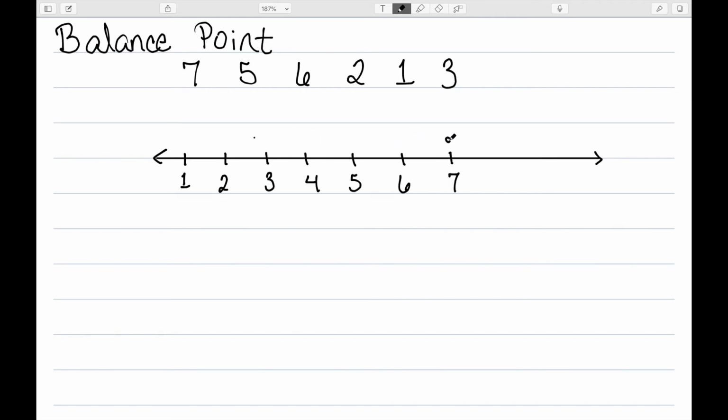So we have a value for 7, a value for 5, for 6, 2, 1, and 3. So the idea of finding the balance point using the mean is to think of this line and think about it as that we want to balance it at a center point. And I can see that if I had this actual physical line with these little objects on it, then it would balance at 4. I would need to put the point of this triangle right at 4 in order to make this thing balance. So the mean would be 4.